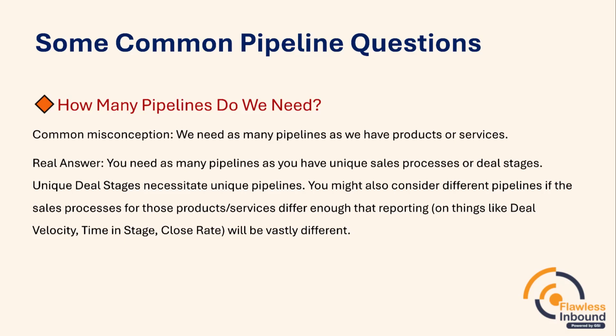But for the most part, you can differentiate things like different products, different services, different lines of business within the same pipeline using properties and filters and views. And then you don't need to clutter up your HubSpot deal or sales section with a ton of pipelines that aren't necessarily required for those things. But the two reasons you would need multiple pipelines: unique deal stages, unique sales processes.